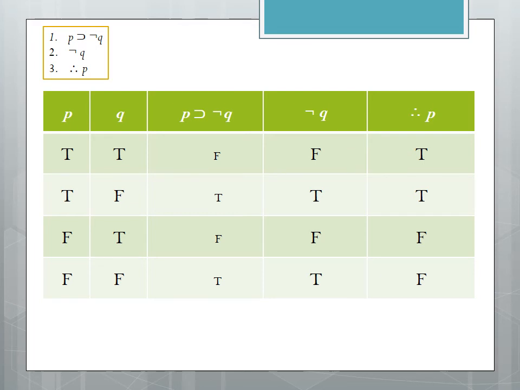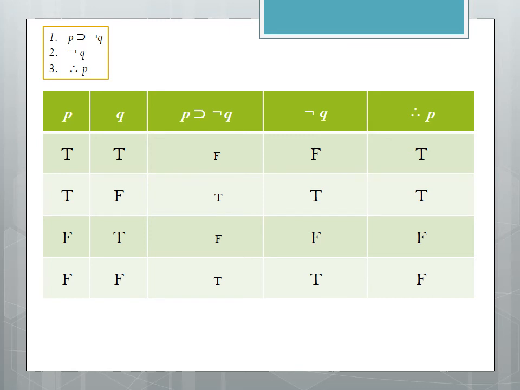Now we're in a position to evaluate the conditional. And if you remember from previous slides, a conditional is false if the antecedent is true and the consequent is false. But otherwise, the conditional is true. I'll repeat that. A conditional is false if the antecedent is true and the consequent is false, but in all other cases, the conditional is true.